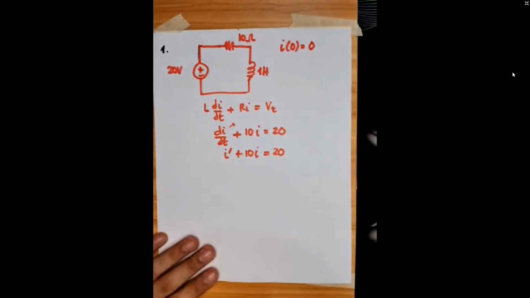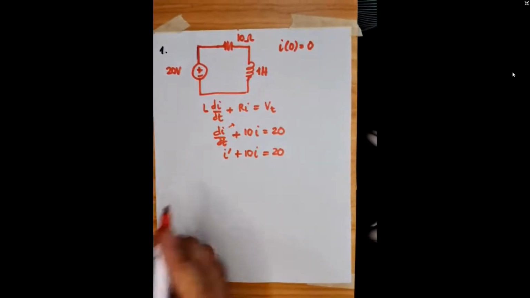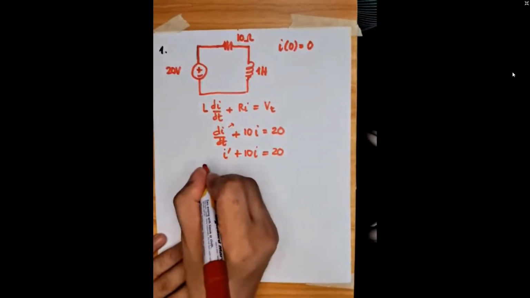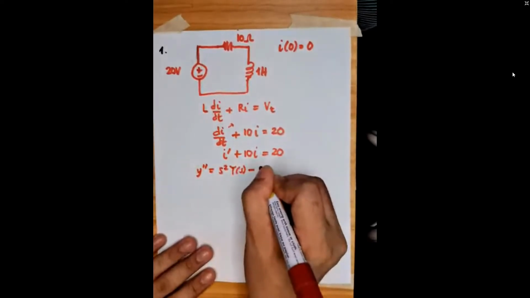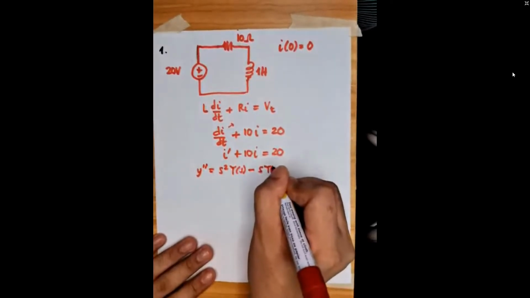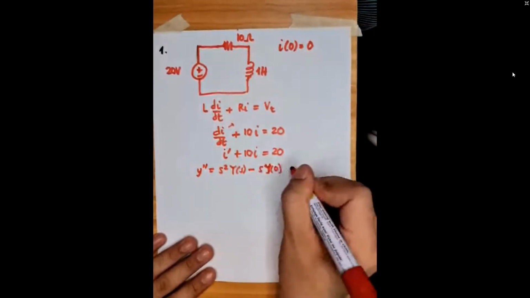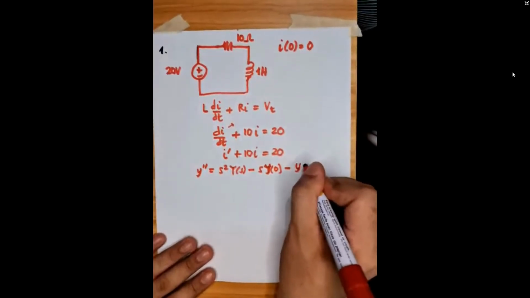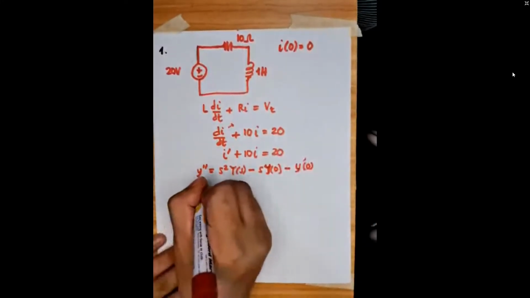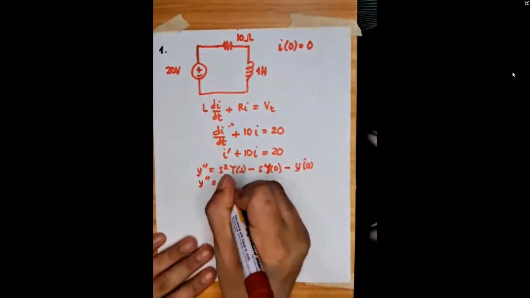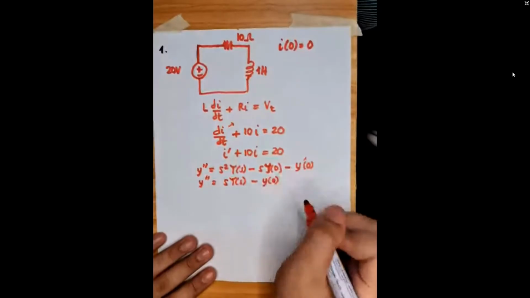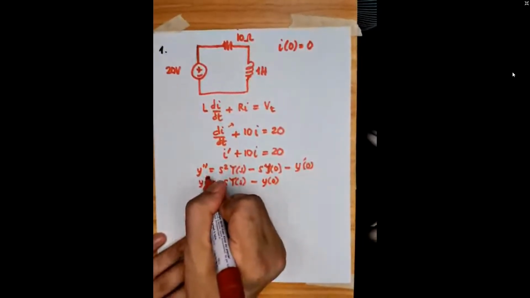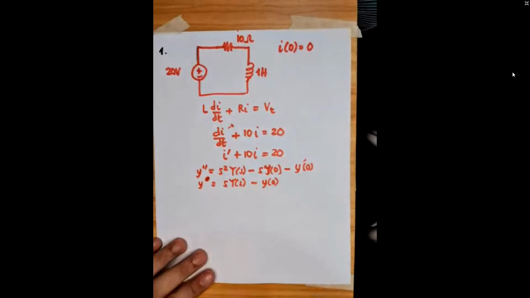Do you still remember the derivative? The transform of y double prime is s squared Y of s minus s y of the first condition minus the derivative of the condition. But this one is just a single derivative, so that will be s Y of s minus y of 0. It's only a first derivative. Correct?